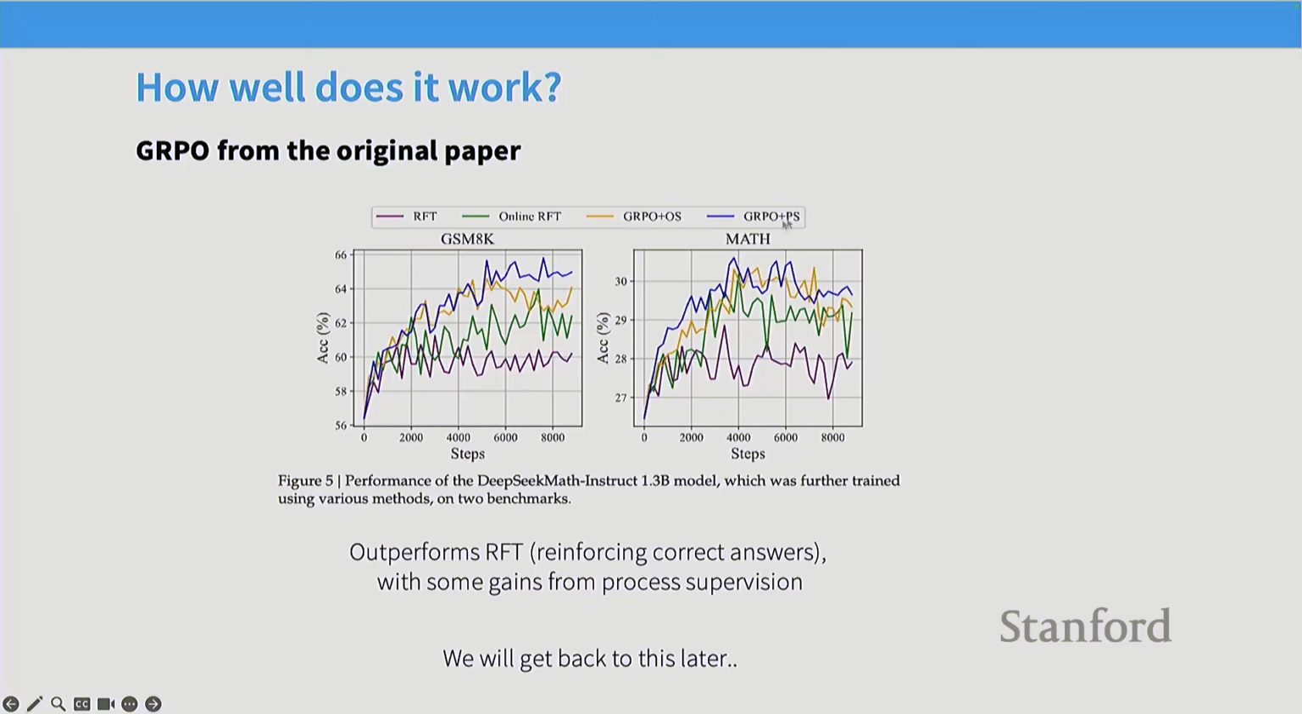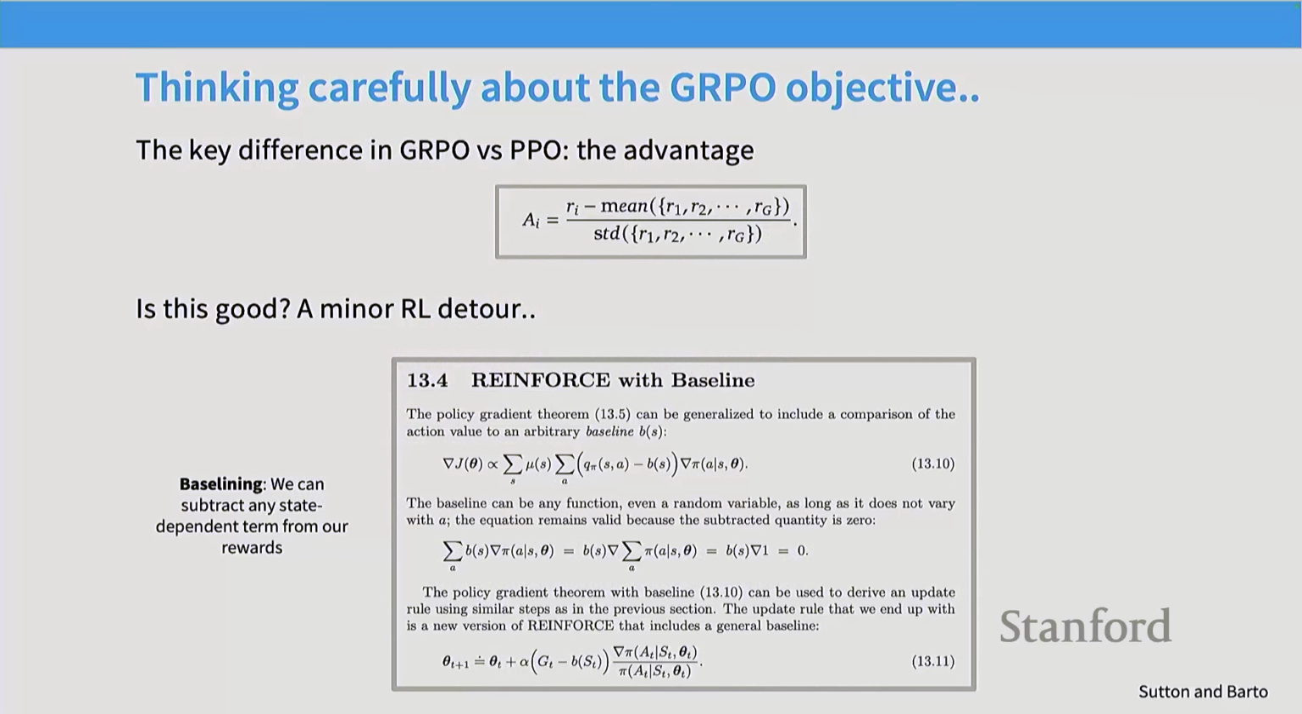The blue one is process level rewards, where you've got a system that looks at each step of your reasoning and gives you a grade for that. And they're arguing maybe process rewards are better. We'll talk a little bit more about that later. But in either case, you see that GRPO works, and it works pretty well.